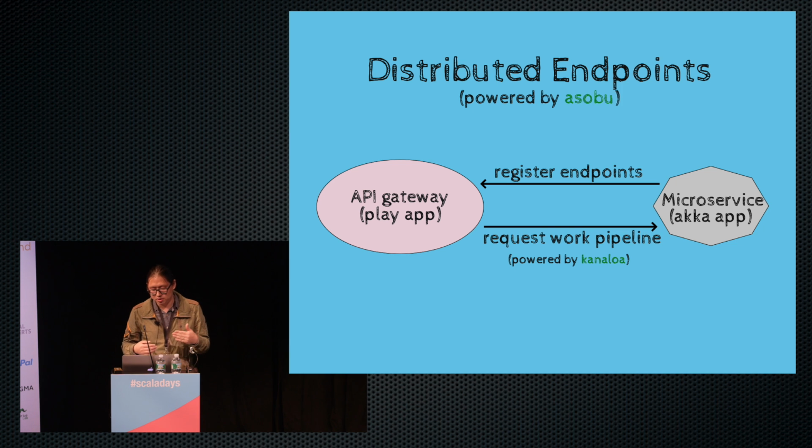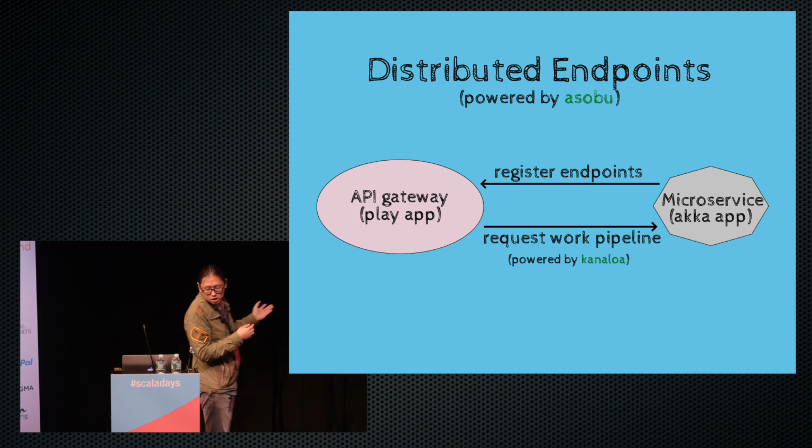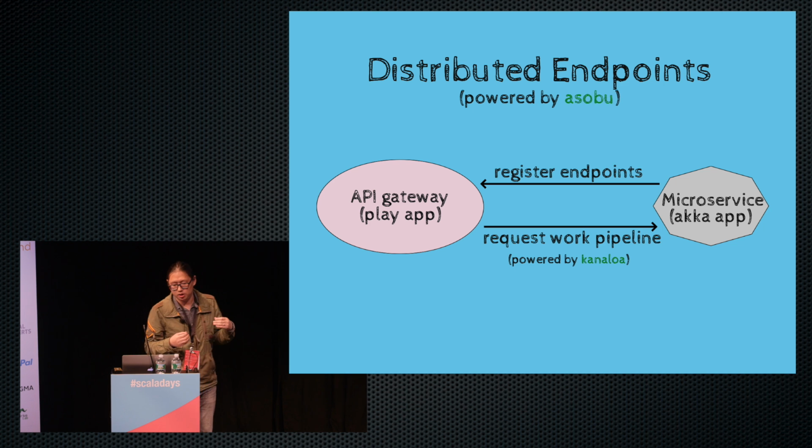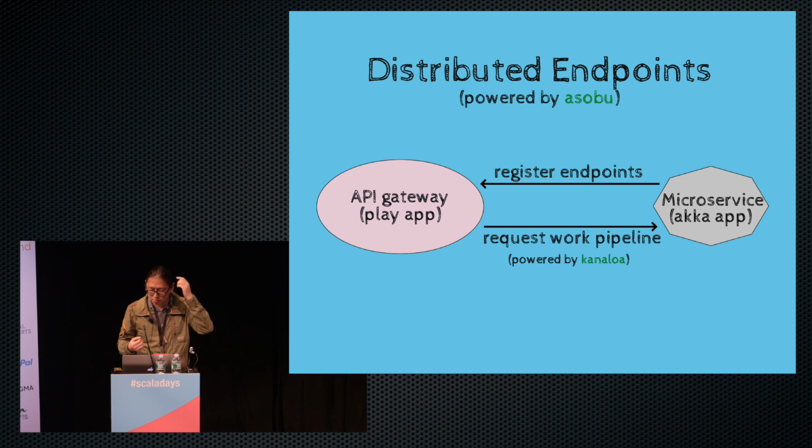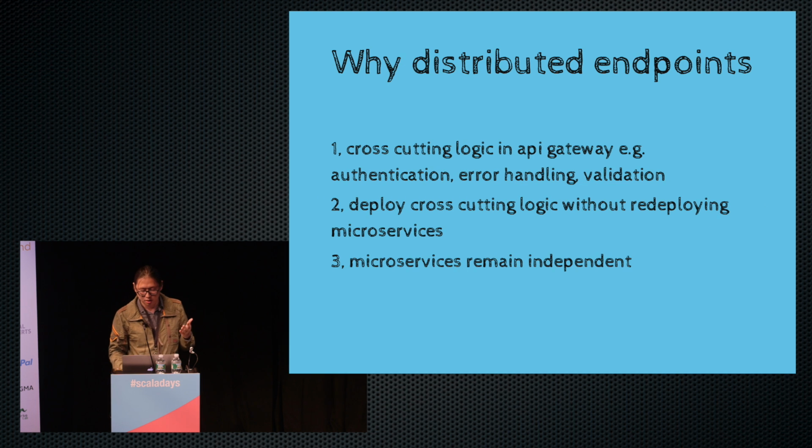Once it gets a request for those endpoints, it forwards the request through a so-called work pipeline to the actual Akka app. The Akka app does the work, the data processing, and then sends the result back to the API gateway. Finally, the API gateway serves that HTTP response back to the client. So, why do we do this?